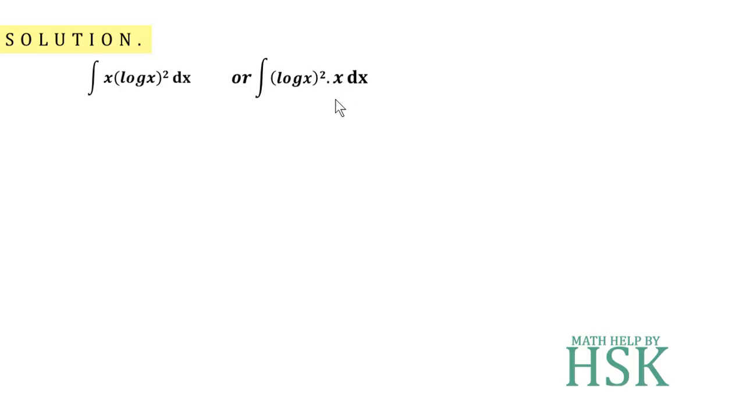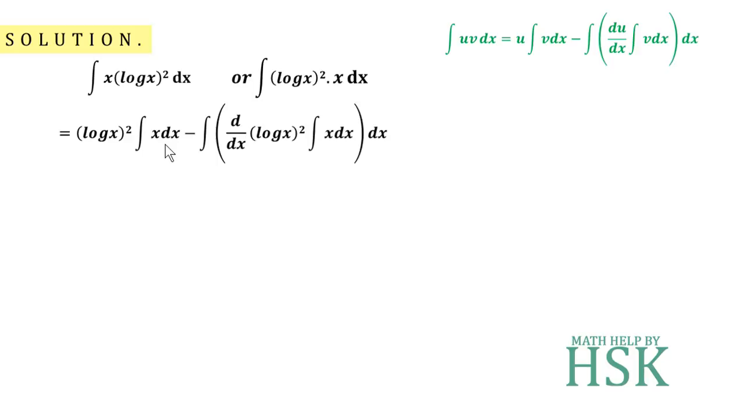Now I'm going to apply the formula of integration by parts. There is a formula written for reference, and on applying the formula I'm going to get this as first function into integration of second function, that is (log x) whole square into integration of x, minus differentiation of (log x) whole square into integration of x, and the integration of the product of the terms inside the bracket. Now the integration of x would be x square upon 2, and the differentiation of (log x) whole square would be 2 log x.